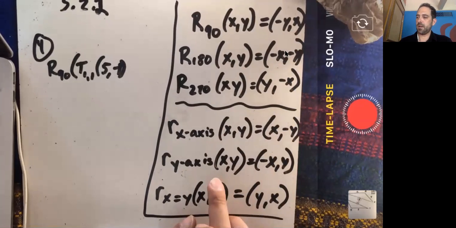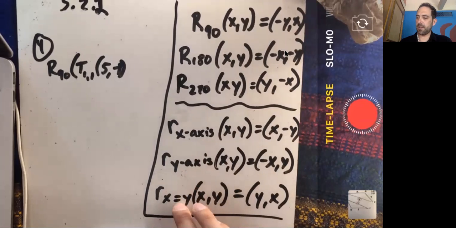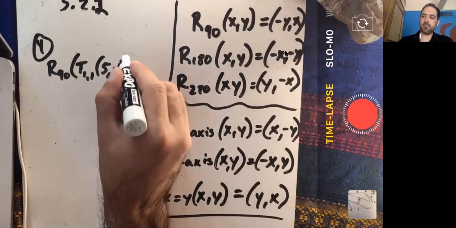I put the reflections across the x-axis, y-axis, and our x equals y, y equals x, and here's the answers you end up here. So we just kind of have to basically apply this.